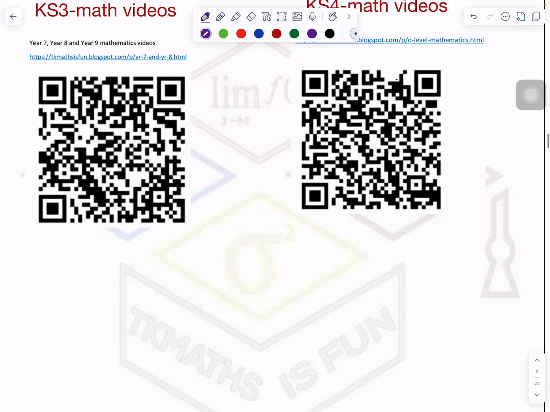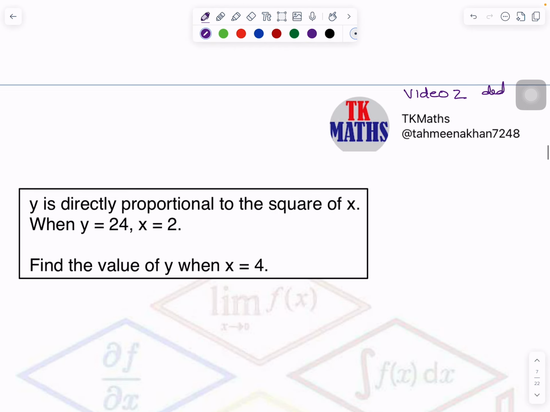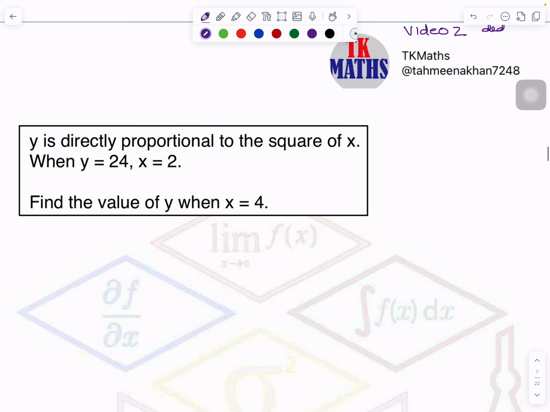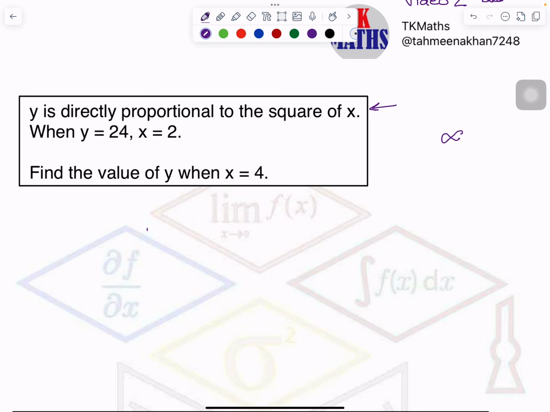So let's see the question. y is directly proportional to the square of x. Now you must understand that the proportionality symbol is represented by this in mathematics. If I want to change this first line into mathematical form, I will say y is directly proportional to the square of x. This is the meaning of it.